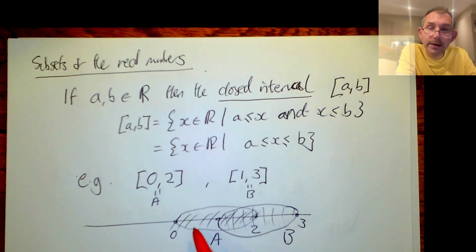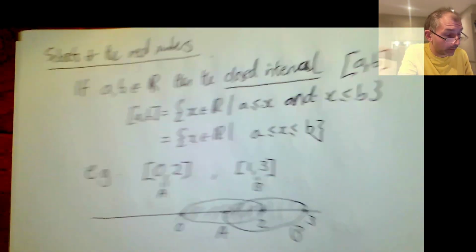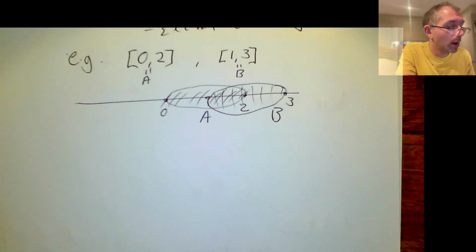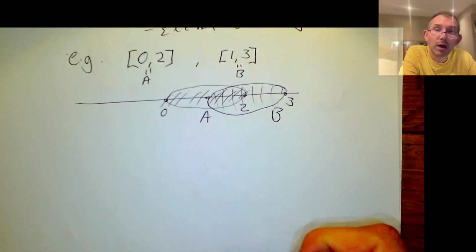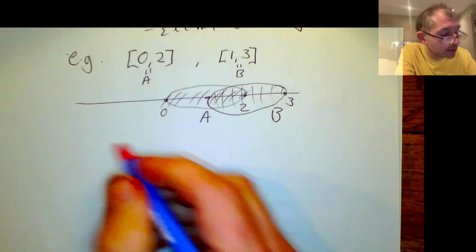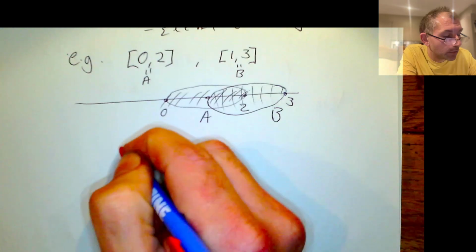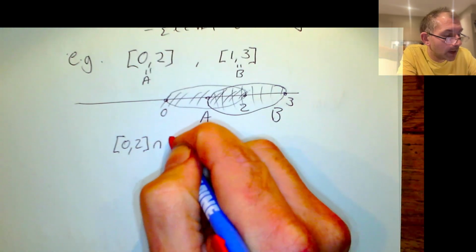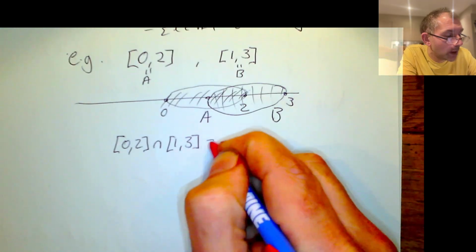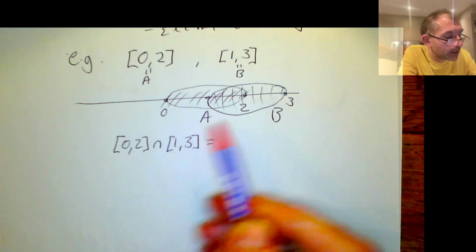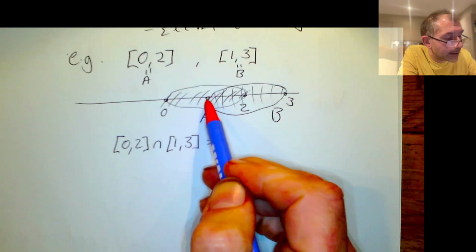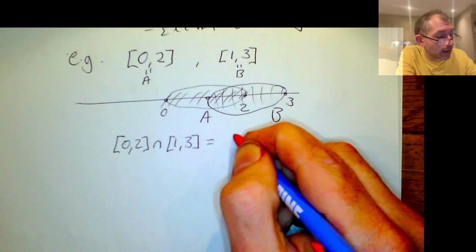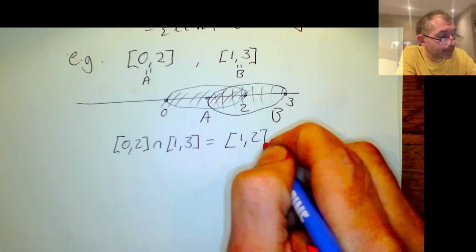Okay, so what have I drawn here? It's actually a Venn diagram. I can use a Venn diagram to form some unions and some intersections and see what I get. So take [0, 2] intersect [1, 3], and I'm going to get all the stuff that is in both of them, and I can see that that's going to be the stuff that's between 1 and 2. So that's actually going to be the closed interval [1, 2].